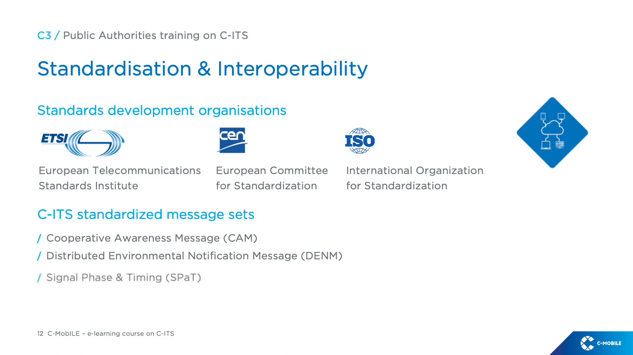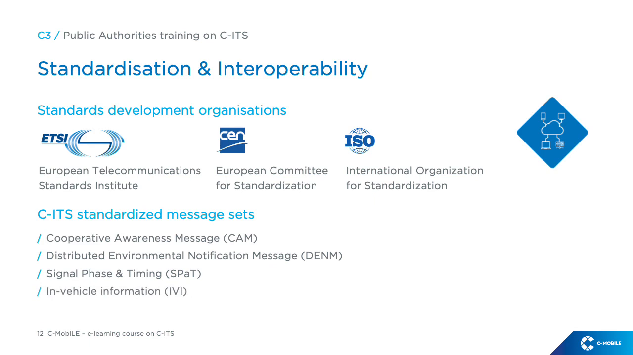Signal phase and timing, or SPAT. This information is sent by the controller of the traffic light to the road users about the traffic light status, green, yellow, or red, and its future changes, such as how many seconds are missing for the red light to turn green, and vice versa.